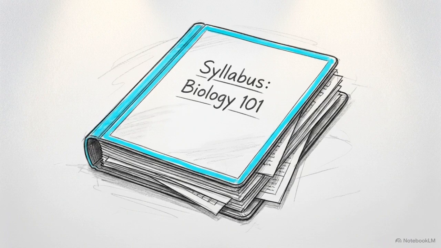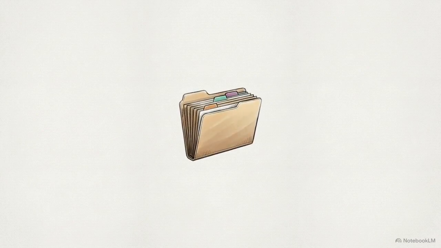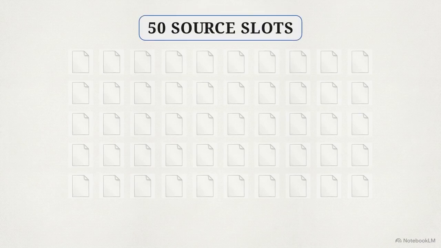To set up your workspace, you log in and create a new notebook. You should treat each notebook like a distinct project folder or a specific class syllabus. Take a look at this graphic. As the central project folder expands outward, you are given a grid of exactly 50 blank source slots. That is the hard limit for how much material you can place into a single project.